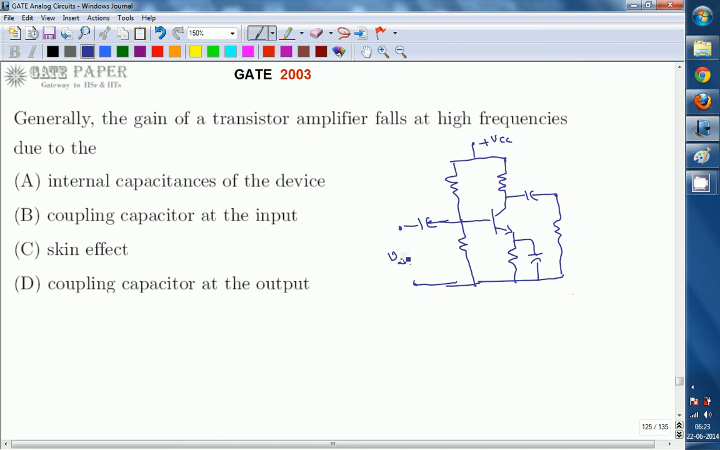There are two different types of capacitances that exist. One is the external capacitors: this is CB, this is CC, and this is CE. That is, the capacitor connected at base, the capacitor connected at collector, and the capacitor connected at emitter. CB and CC are treated as coupling capacitors. CC is a coupling capacitor connected at the output.